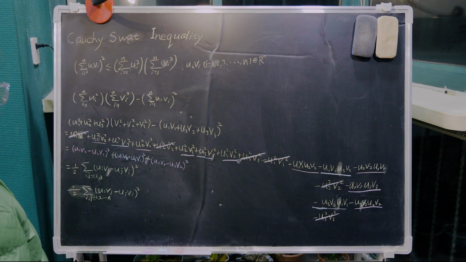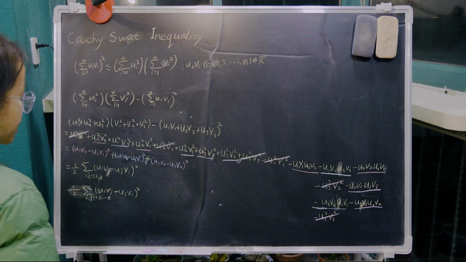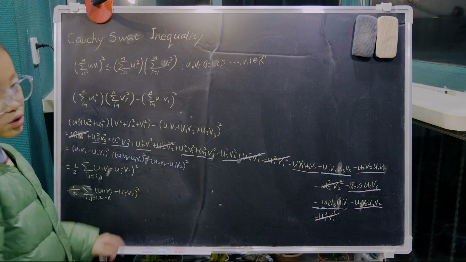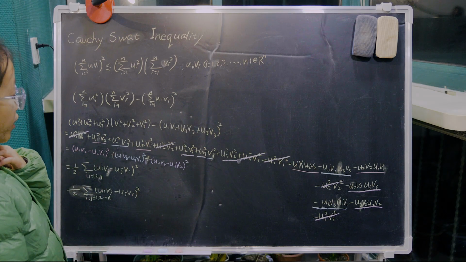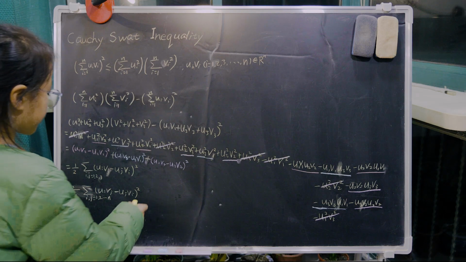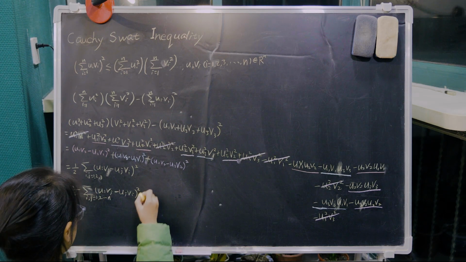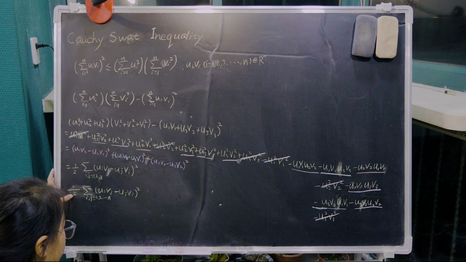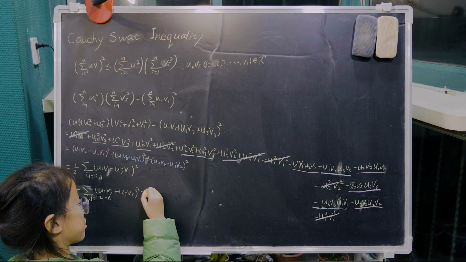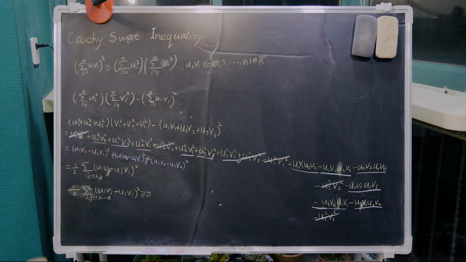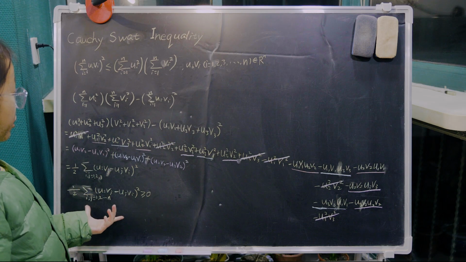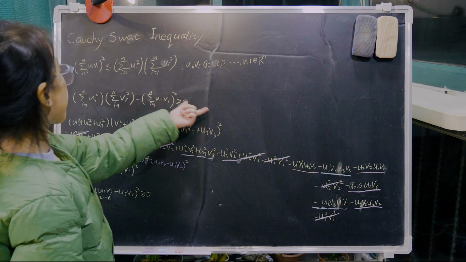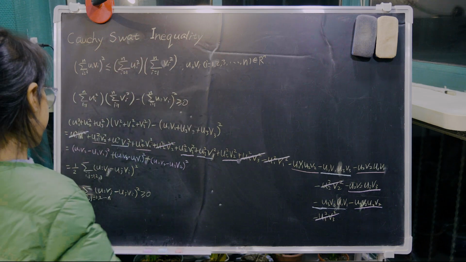So maybe it's greater than or equal to something like that. Let's think here. Each term, because right here is a square, is greater than or equal to 0, right? So the whole thing is greater than or equal to 0, including sigma, and of course including 1 over 2. So this is greater than or equal to 0. That means we can move this part to here, and we just got the Cauchy-Schwarz inequality.